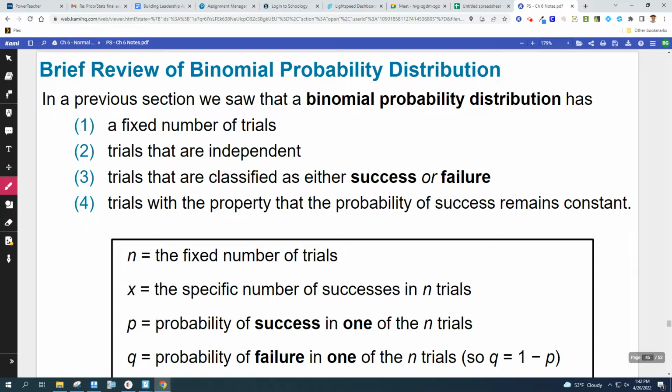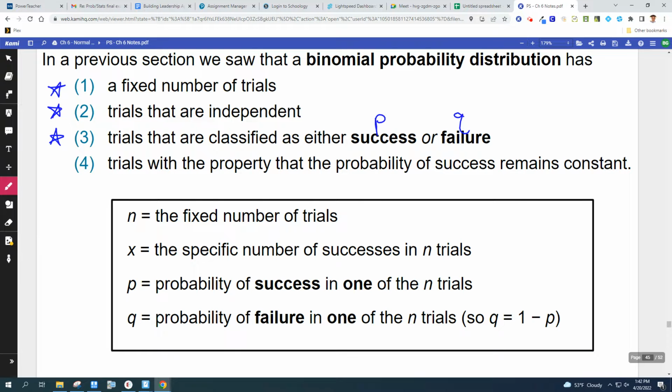Brief review of binomial probability distribution. This is stuff we learned before, but we've got a fixed number of trials that are independent, and the trials are either a success or a failure. That's your P and your Q, by the way. The trials have the property that the probability of success remains constant. So if it's a 20% chance this time, it's a 20% chance next time, next time, next time. So we had these variables: X, P, and Q.